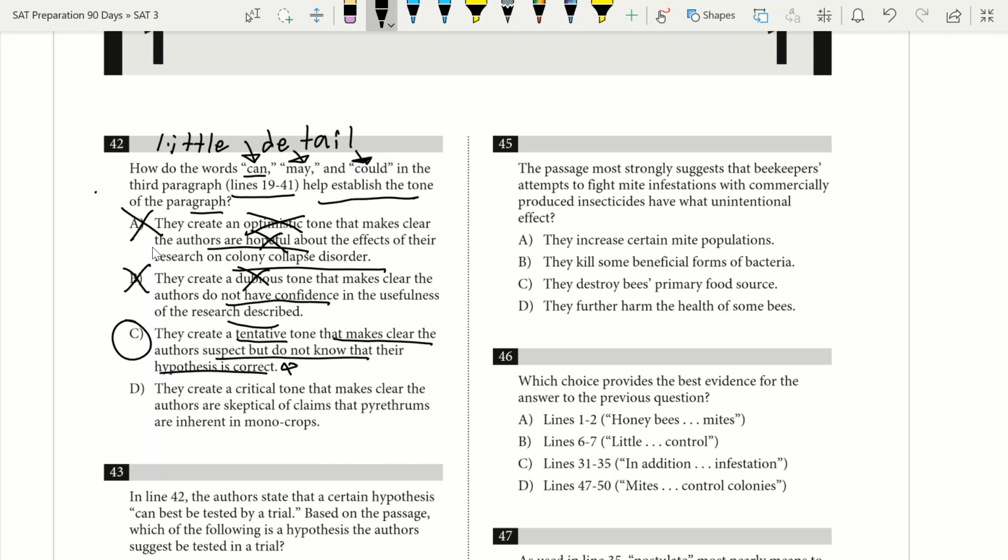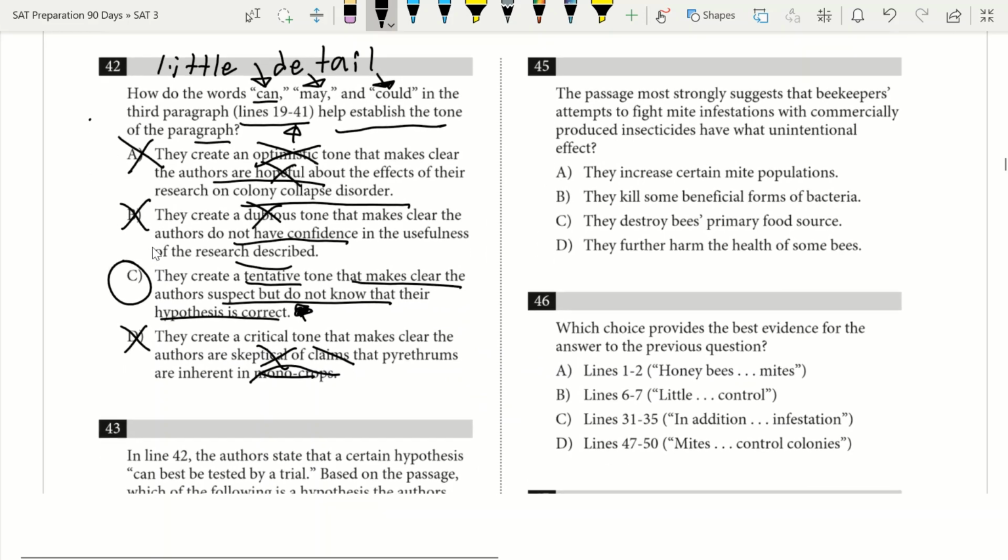D, they create a critical tone that makes clear the authors are skeptical of claims that pyrethrum are inherent in monocrops. Well, that's kind of off topic, right? And it's not necessarily off topic, I take that back, but it's just not really applicable to our big picture in any way, or even our little detail here, right? Our little detail is really in the sense of a big paragraph, okay? And this paragraph's about more than monocrops. The other thing is it's saying that they're skeptical of claims. They're not skeptical, okay? They suspect that they're correct, but they just can't prove it yet, right? They don't know for sure if their hypothesis is correct yet. So 42, the answer there is going to be C.